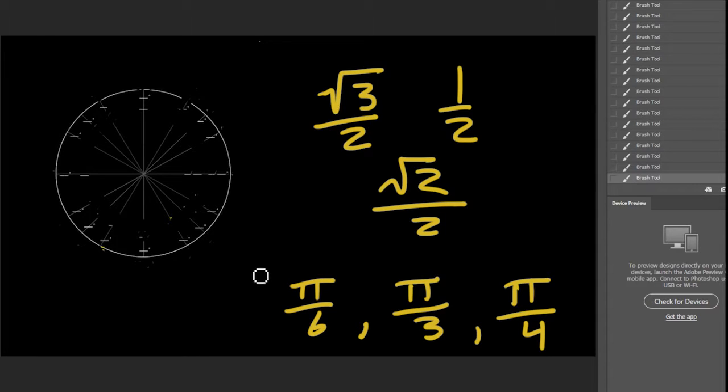I'll erase some of these values here. These are all the numbers you need to figure out the first quadrant, and using that, you'll be able to figure out almost everything else.